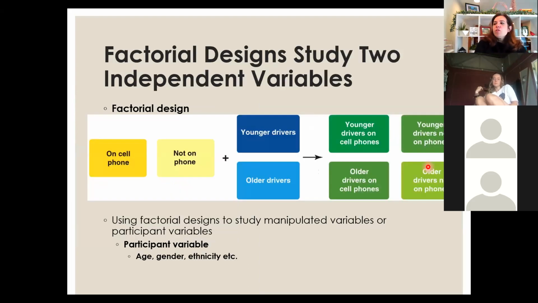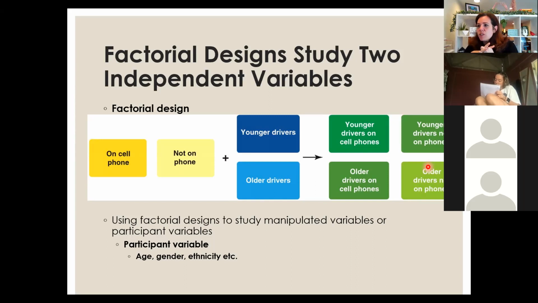Okay. So factorial design is an experiment in which there are two or more independent variables. And in this case, the independent variables are called factors. You can use factorial design to manipulate variables or participant variables. Obviously, we cannot manipulate age, but we can classify participants by age, gender, ethnicity, for instance.